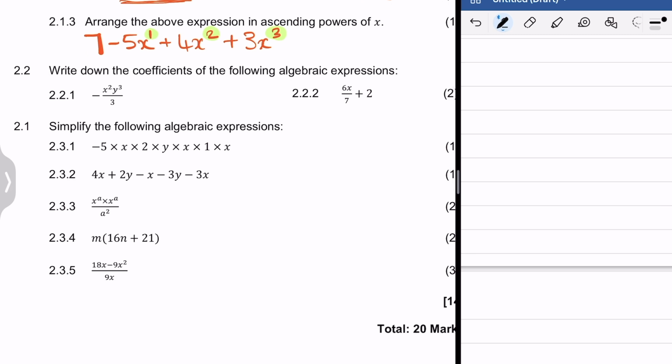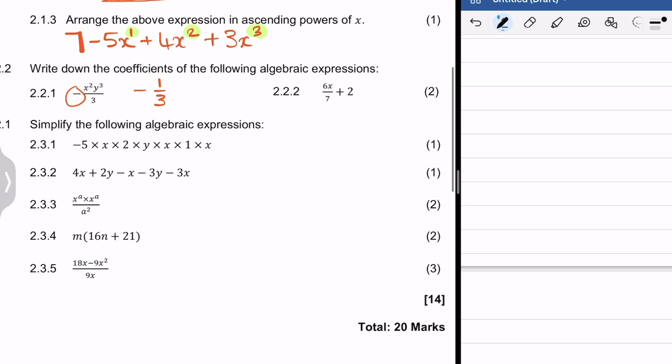2.2, write down the coefficients of the following algebraic expressions. And here we have a fraction, and that means my coefficient is also a fraction, and I cannot see that 1 there is hidden away because we don't write the 1 in algebra. But I know then the 1 is there, and I know that my coefficient then is going to be 1 over 3. Please do not forget about the negative that is there. It's negative 1 over 3.